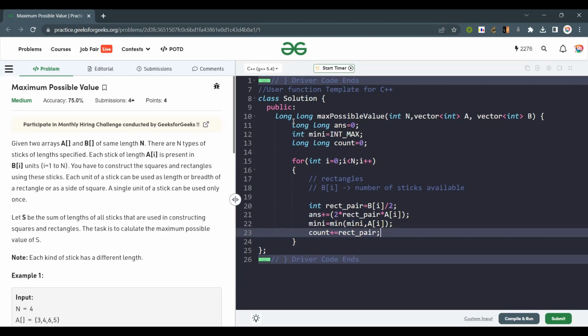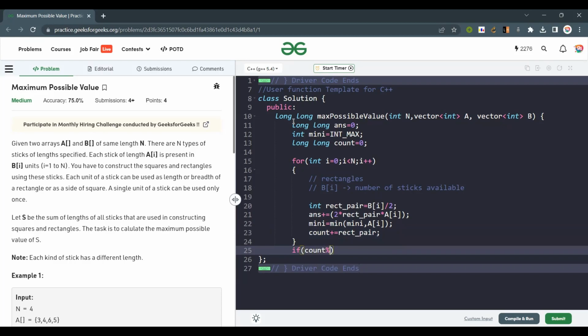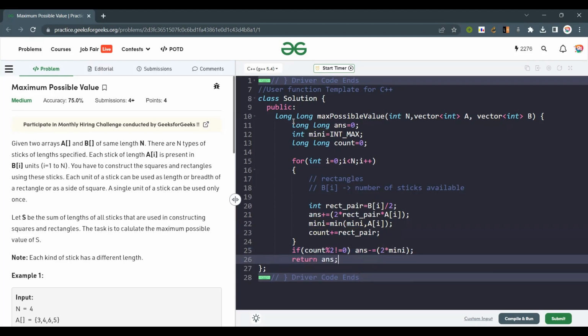We will do count plus equals rectangle pair, and if at any moment count modulo 2 is not equal to 0, then that means an extra pair is occurring. So we have to subtract 2 into minimum length. That means the minimum length pair should not be taken because we want to maximize the value. And then we will return the answer. So this is all about the approach.